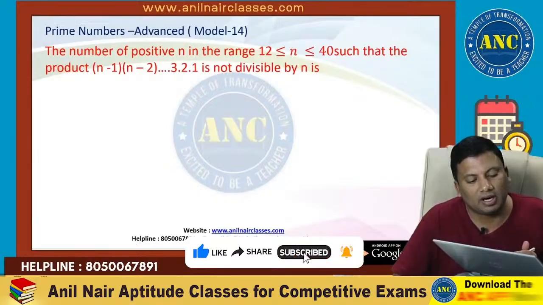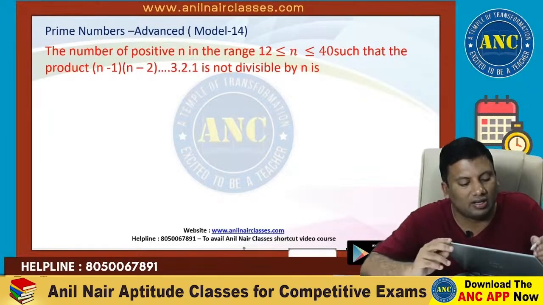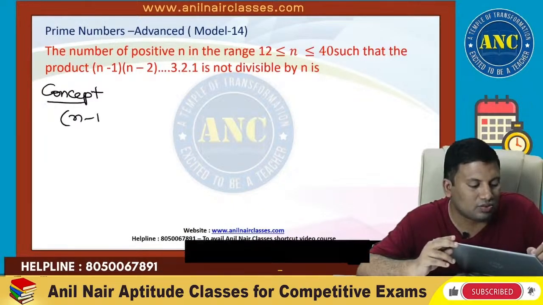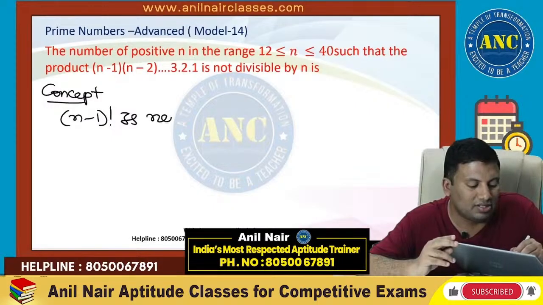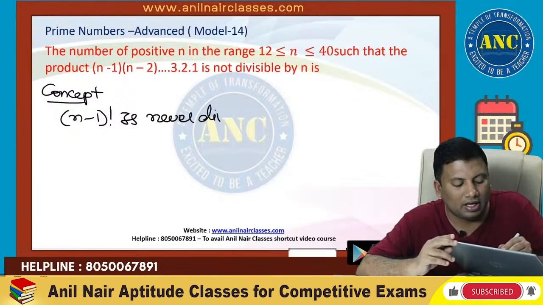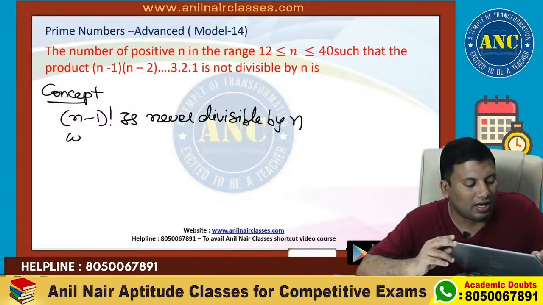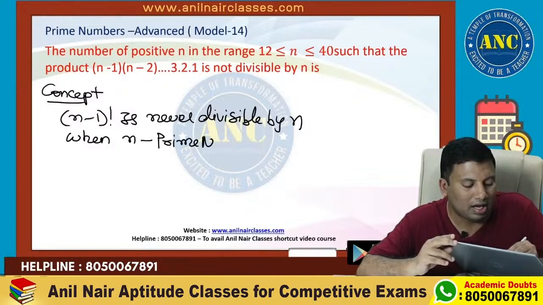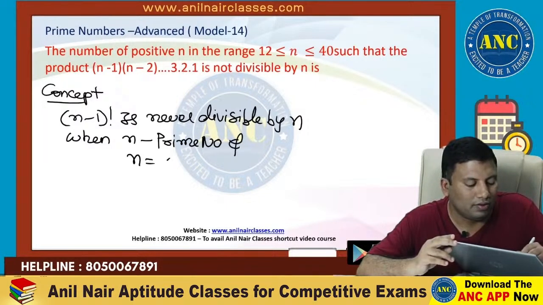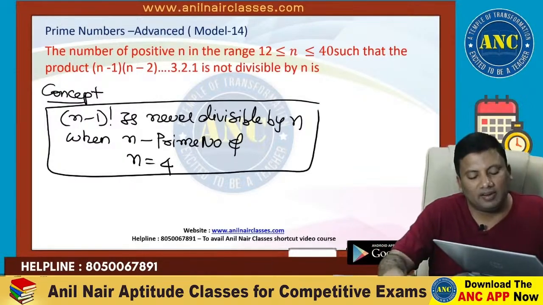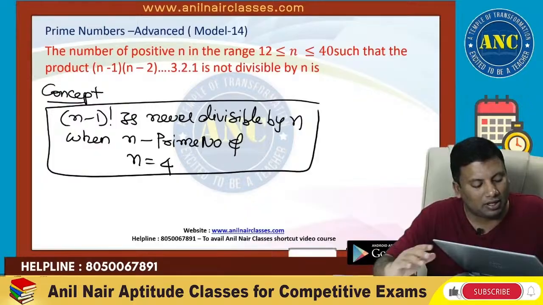Next one, number of positive integers such that n minus 1 factorial is not divisible by n. This is another very conceptual question, sir. N minus 1 factorial is never divisible by n when there are 2 cases that is possible: when n is a prime number and n equivalent to 4. When n equivalent to 4 also, n minus 1 factorial is never divisible by n. N is a prime number, you can check it out.